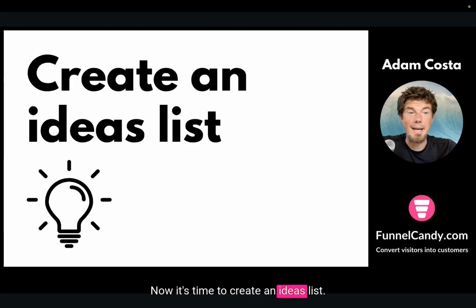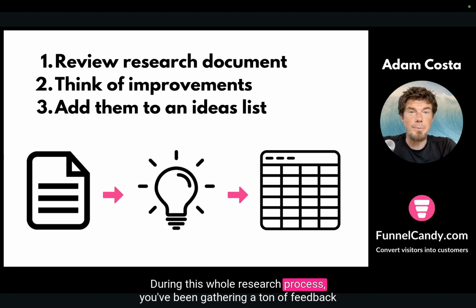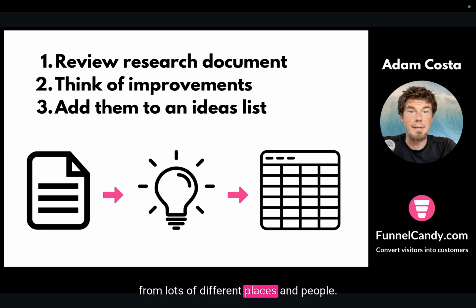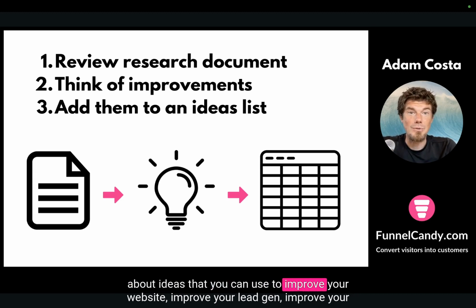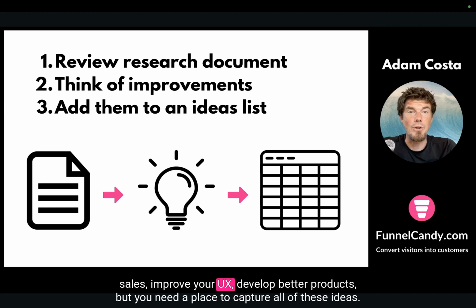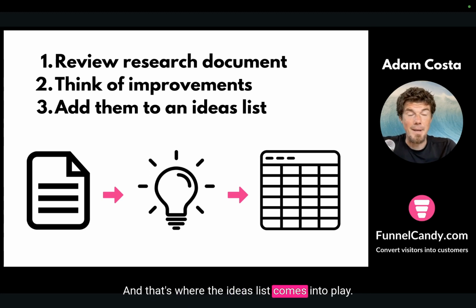Now it's time to create an ideas list. During this whole research process, you've been gathering a ton of feedback from lots of different places and people. Now, once you've got your research document finalized, you're naturally going to start thinking about ideas that you can use to improve your website, improve your lead gen, improve your sales, improve your UX, develop better products. But you need a place to capture all of these ideas. And that's where the ideas list comes into play.